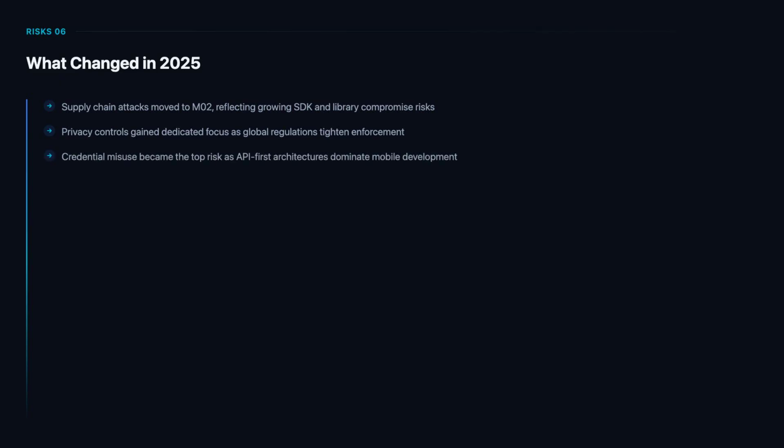Improper credential usage became the number 1 risk as API-first architectures dominate mobile development. Every mobile app communicates with backend APIs, and the temptation to embed credentials in client code remains the most exploited weakness. Binary protection expectations increased as reverse engineering tools became more powerful and accessible. Free tools can now decompile most mobile applications in seconds, making code obfuscation and integrity verification essential baseline controls.